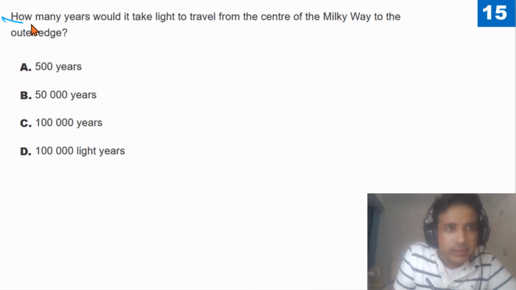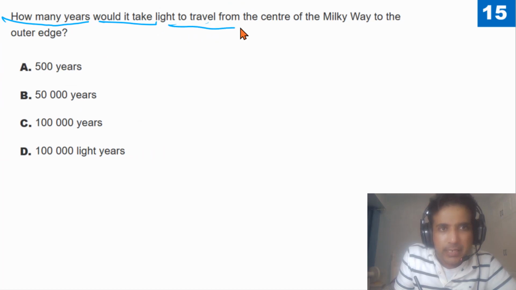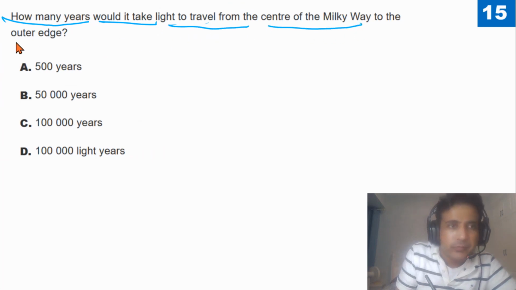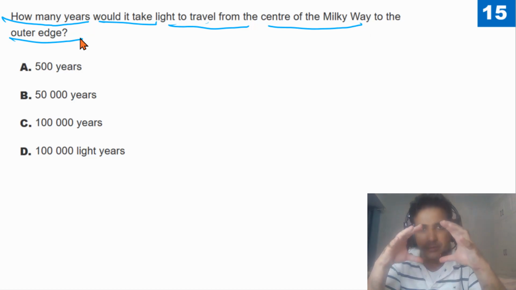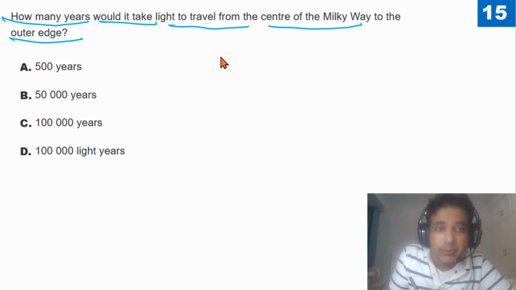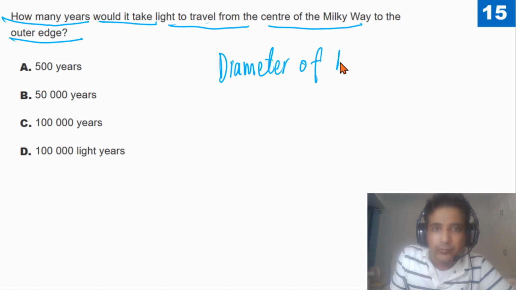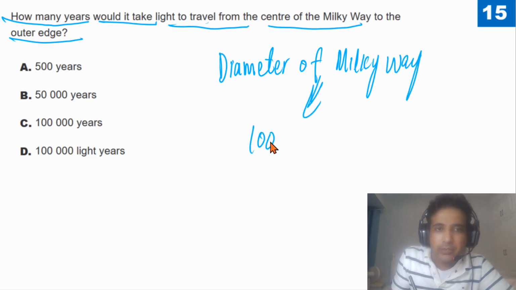Question number 15 says, how many years would it take light to travel from the center of the Milky Way to the outer edge? So first of all, we need to understand the size of the Milky Way. The size of the Milky Way means the diameter of the Milky Way. This is about 100,000 light years. Diameter of the Milky Way is about 100,000 light years.